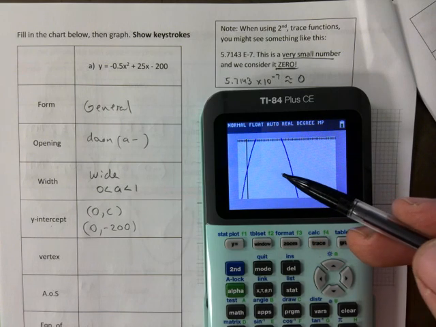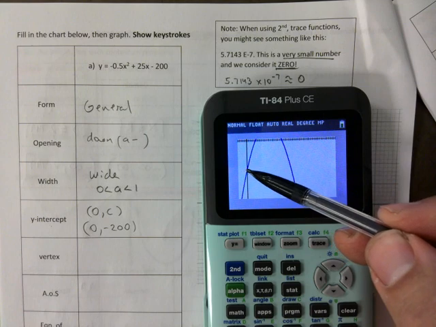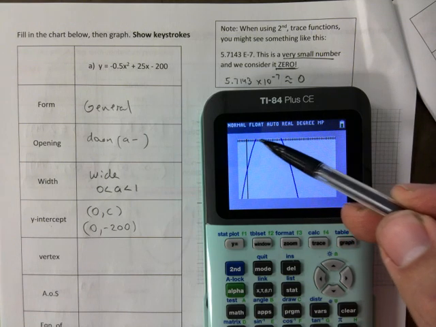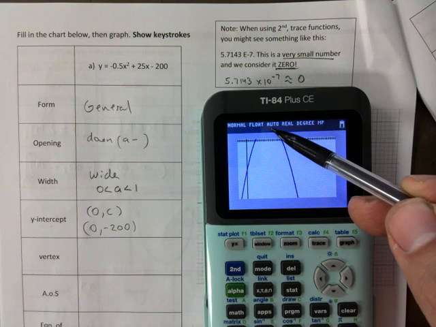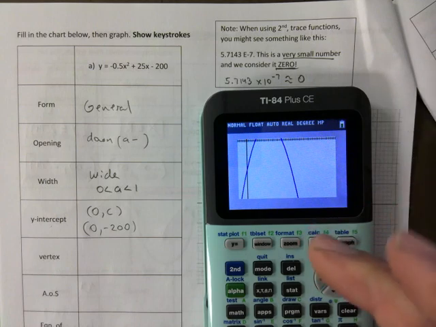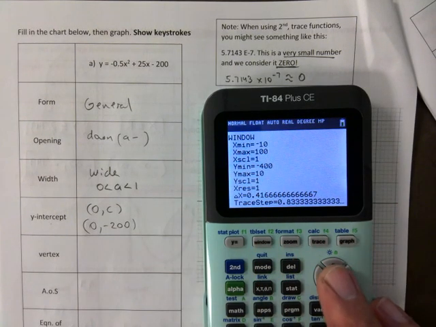Not that you're going to get different answers, but it's going to be a little bit better distributed. What else do I want to see? So I see the y-intercept. I see that there are two x-intercepts, but I still want to see the vertex. So what do I need to change now? Y max. Yeah, Y max. There you go.